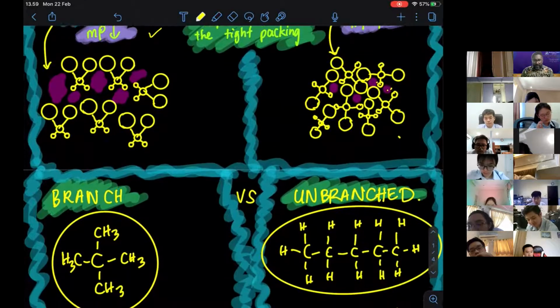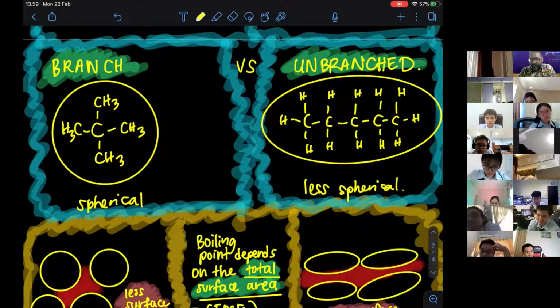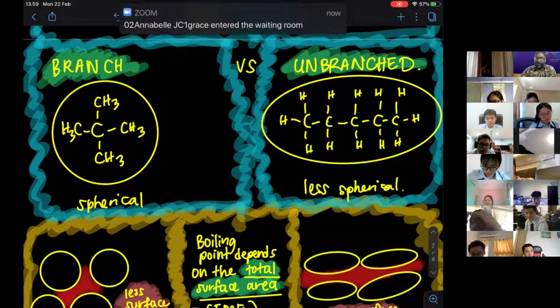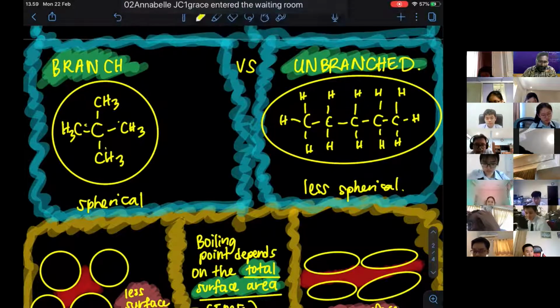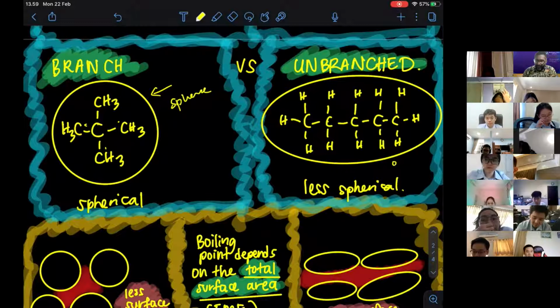Now you can apply the same concept for branched hydrocarbon and unbranched hydrocarbon. You can see here, I have the same number of carbons: 1, 2, 3, 4, 5, five carbons. One is a long hydrocarbon chain, and the other is going to be branched. If you look at the branched one, the way it is arranged, I will put it as a circle. It looks like a sphere. And this one is more of an oval shape, because it's a bit elongated.